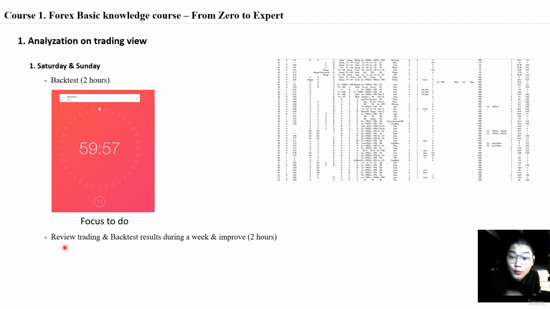The next time I will review all the trading and the backtest results during the week and improve it, set up the improvement plan and improvement actions for the low trades, asking why that trade is a loss and why you entered at that time, and you can improve it.